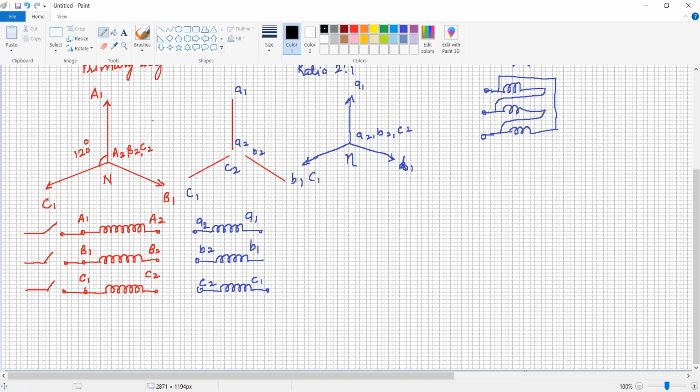Now the dots are given like that. This is the direction of EMF induced for this. That similar terminal is this one. This is the similar EMF induced, that is the direction of EMF induced from A2 to say A1. So it can be represented as, say here it is represented as, this is the one terminal.